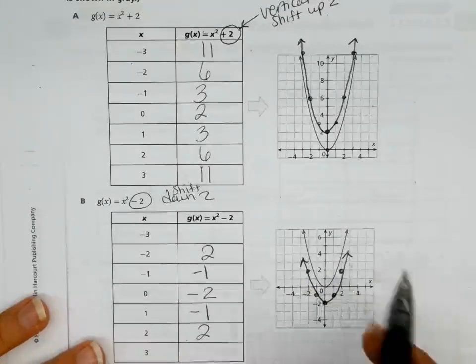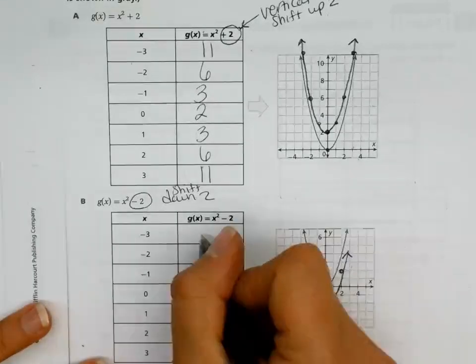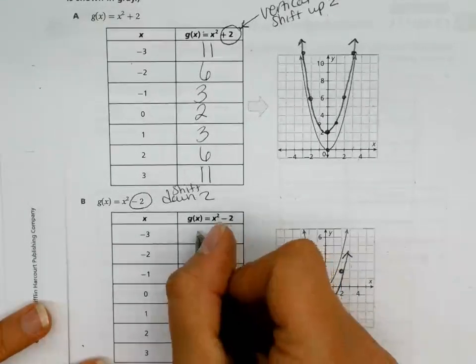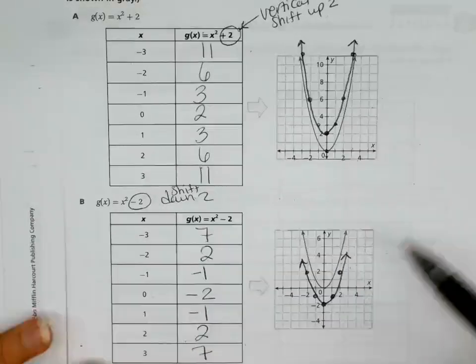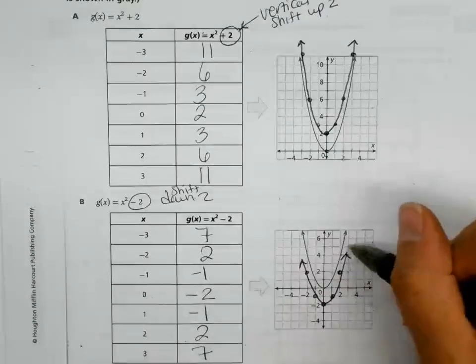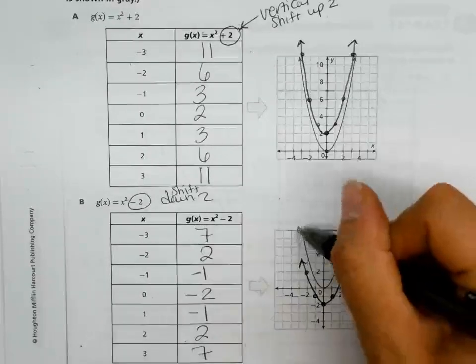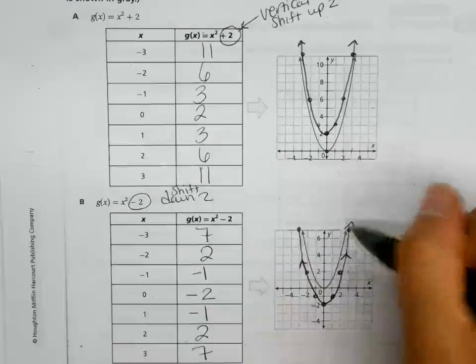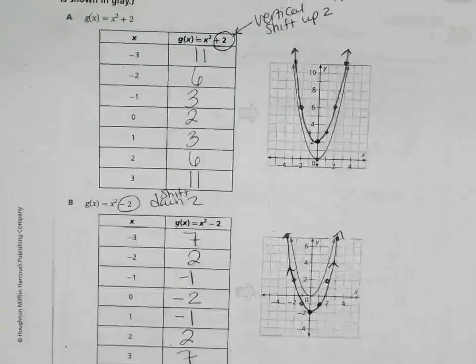If I plug in a 3, I get 9, 9 minus 2 is 7. Negative 3 also gives me 9, 9 minus 2 is 7. So I have 3, 7, and negative 3, 7. So it would continue. Is this making sense, guys? You see how it just shifted down 2. You take your original parent function, just shift all your points down 2.